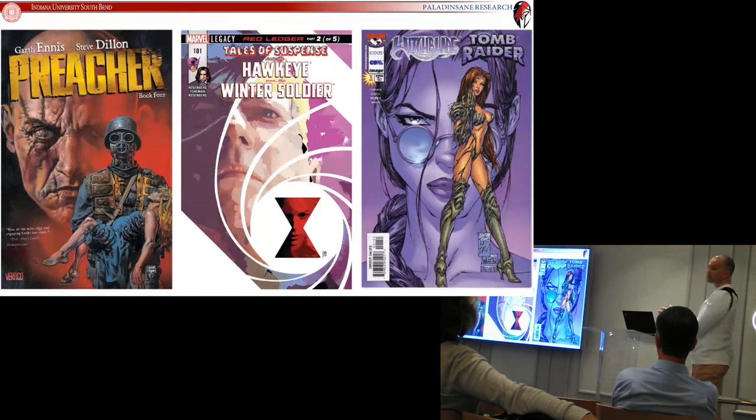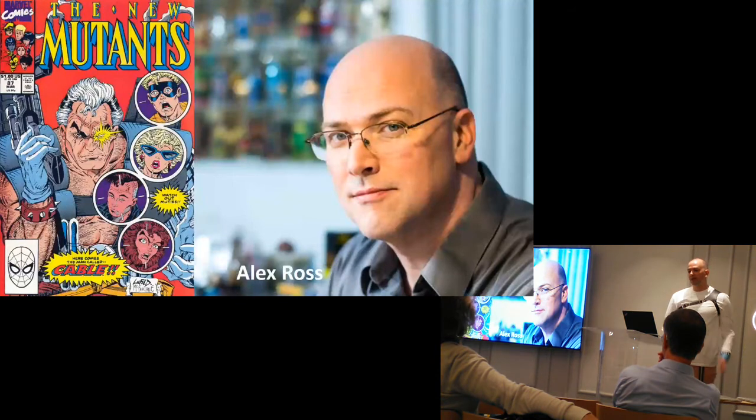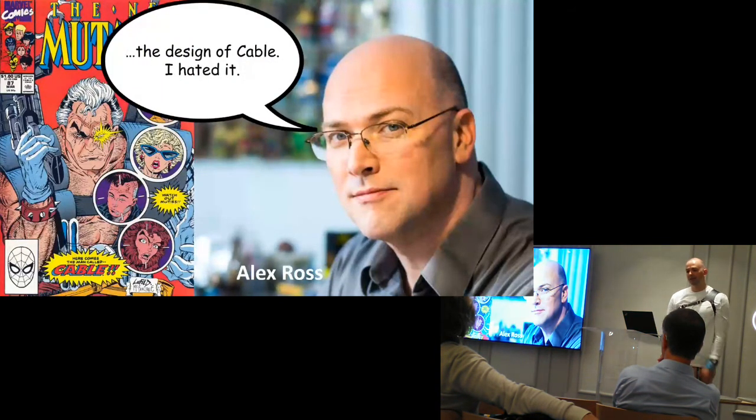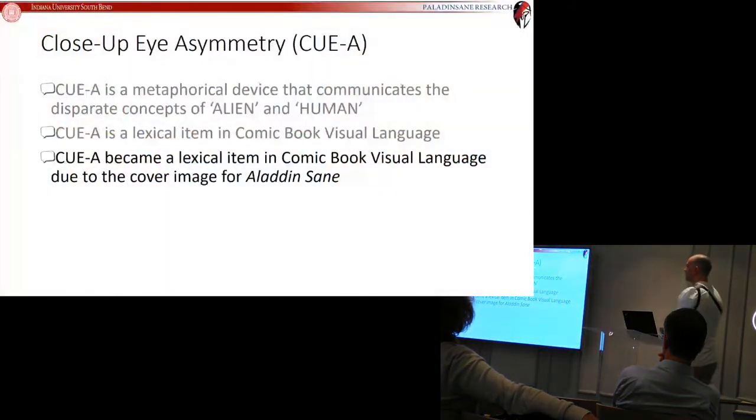And comic book artists were well aware of this. So this is an image of Cable. He was in the new Deadpool 2 movie, originally created by a very influential artist, Rob Liefeld. Influential, but not necessarily liked by everyone, because this other influential artist, Alex Ross, was quoted as saying, "The design of Cable, I hated it. The scars, the thing going on with his eye, the arm, and what's with all the guns." So they were aware of this eye asymmetry, this device that could communicate. Whether they were aware that it communicated human and alien, we don't know, but they were aware of its use. So it's a lexical item in comic book visual language.